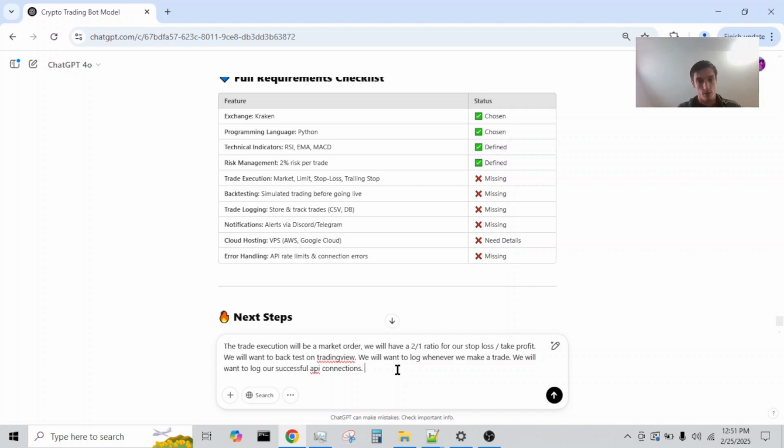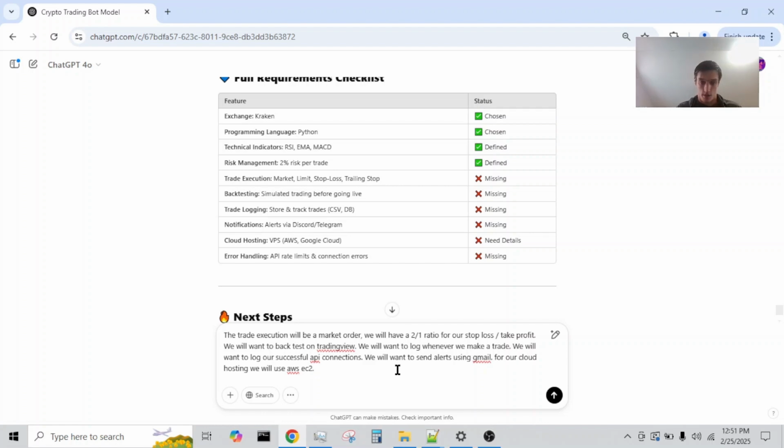Our alerts, we will want to send alerts using email. We'll send emails to ourselves. And our cloud hosting service, we're going to use AWS. So for our cloud hosting, we will use AWS EC2 instance.